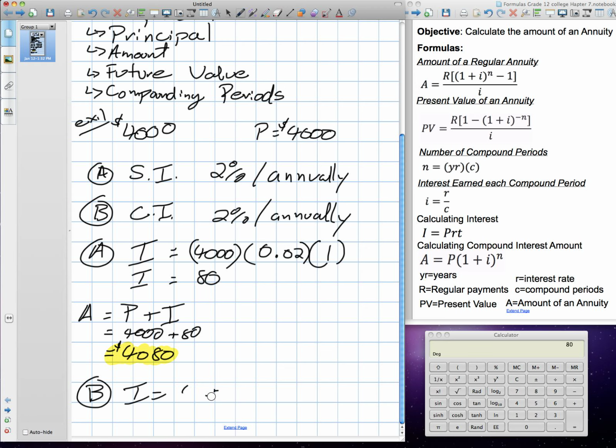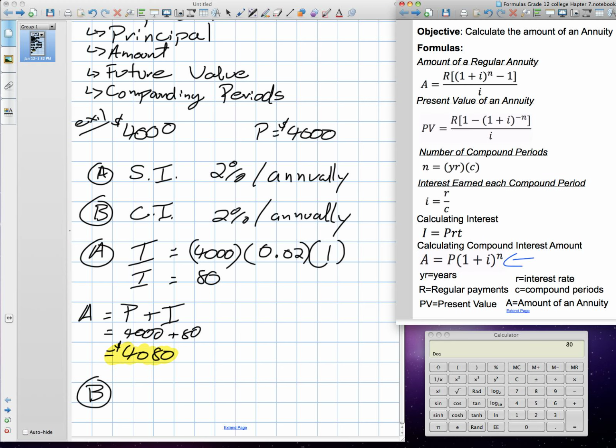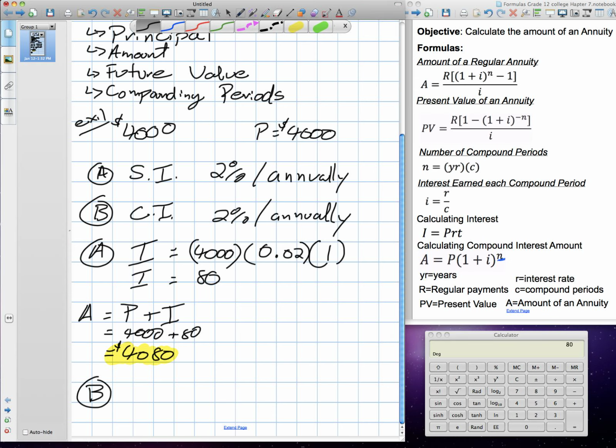For our compound interest, we're going to be using this formula down here. A is equal to P(1 + i)^n. We're going to talk about what all those variables are. This is going to give us the amount at the end, not just the interest. Again, P is still our $4,000. Our principal is still $4,000.